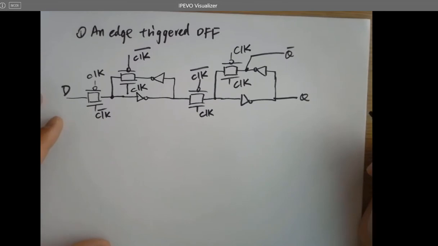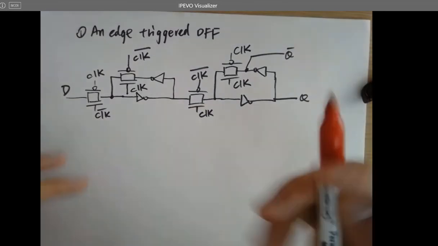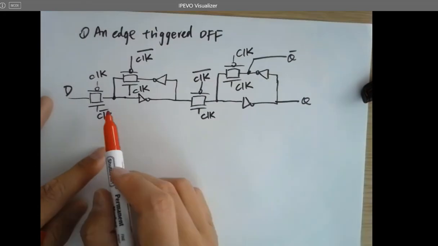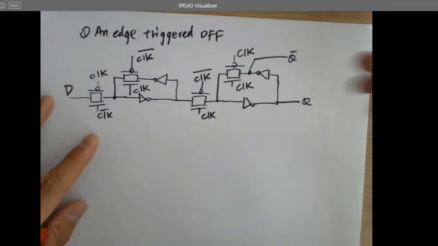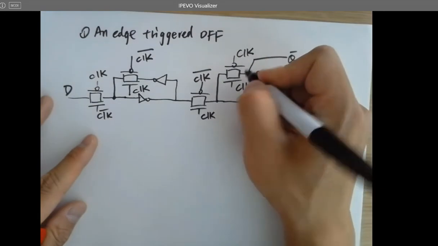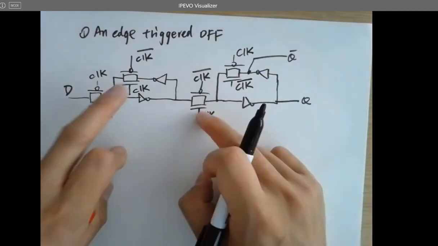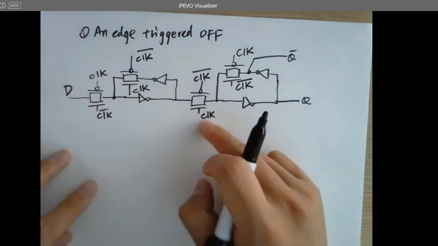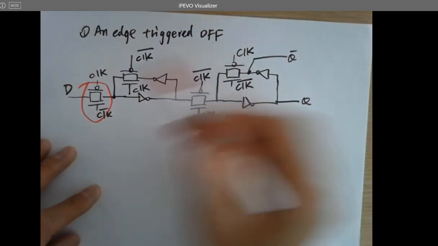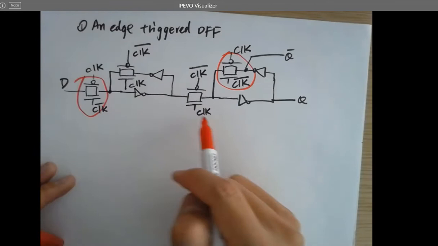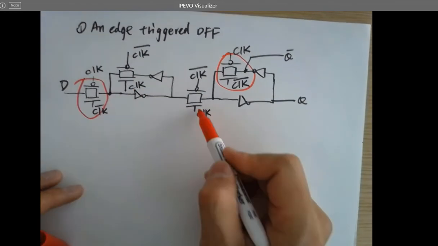So what's happening here? Keep in mind these two TGs. Did I draw it correctly? No, sorry. These two should be the same, and these two should be the same. So this one and this one should have the same clock signal to trigger. And these two are the same. As you can see, clock is controlling NMOS, clock is controlling NMOS.